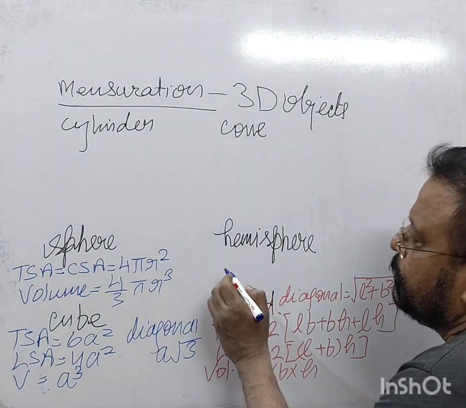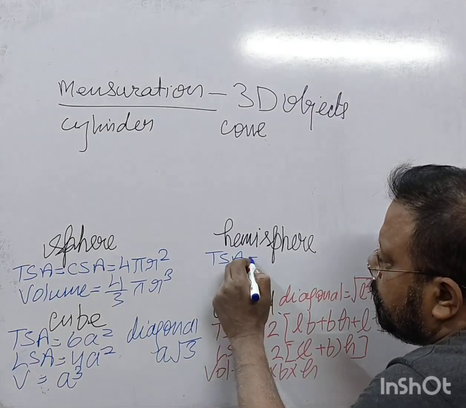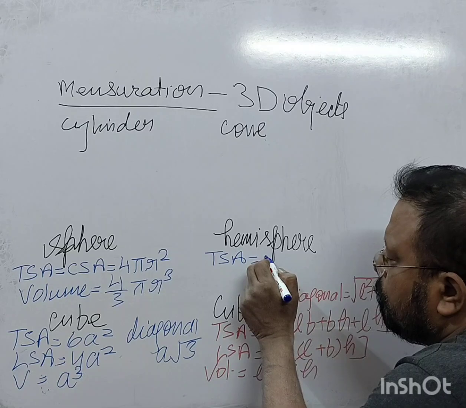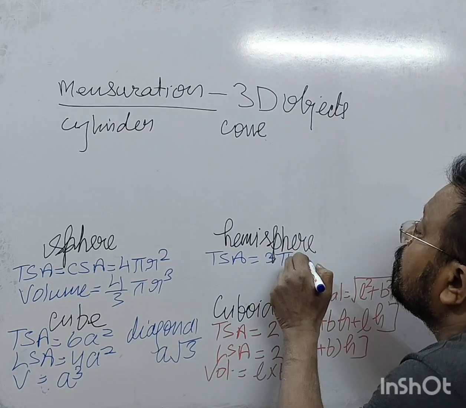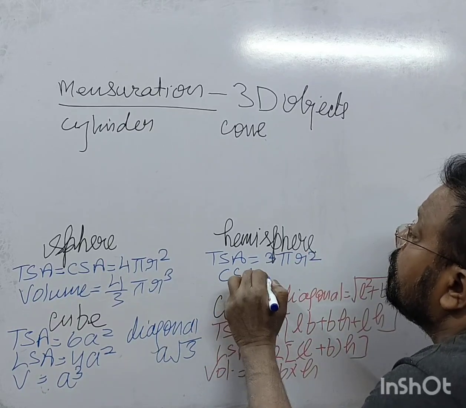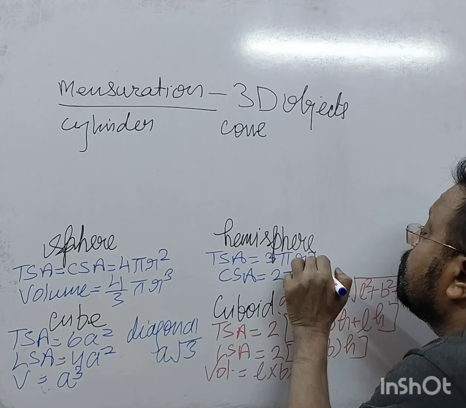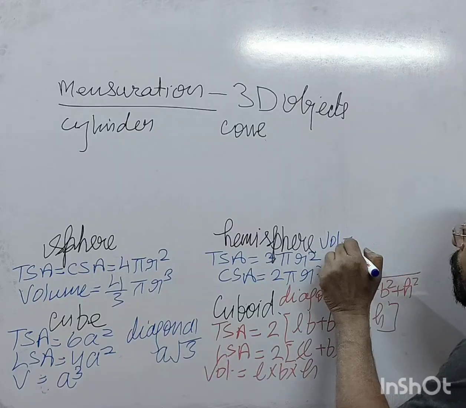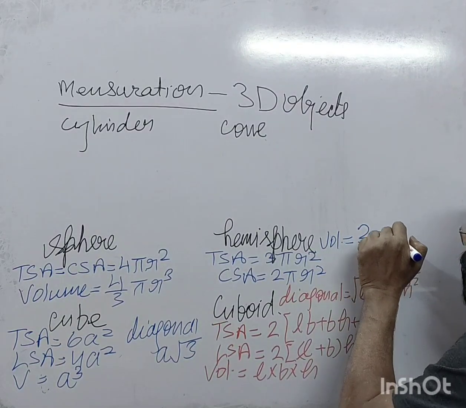Hemisphere: TSA is equal to 3 pi r square. CSA is equal to 2 pi r square, and volume is equal to 2 by 3 pi r cube, right?